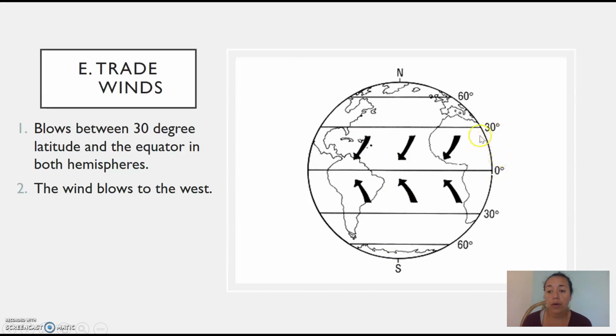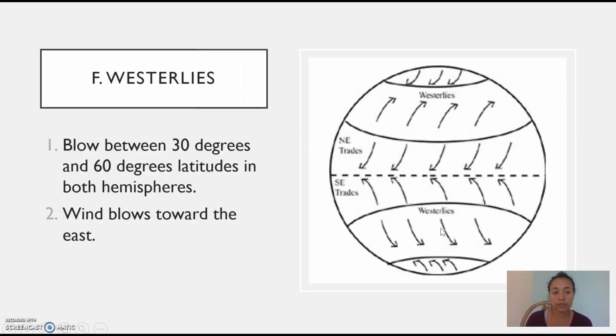The northern and southern hemispheres are the same. So between 0 and 30 degrees, the wind is going to blow to the west. So it goes this way. Down here, it's going to curve this way, and the northern hemisphere is going to curve this way, but they're both going towards the west. You'll recreate this one day this week, but from 0 to 30, that's your curve.